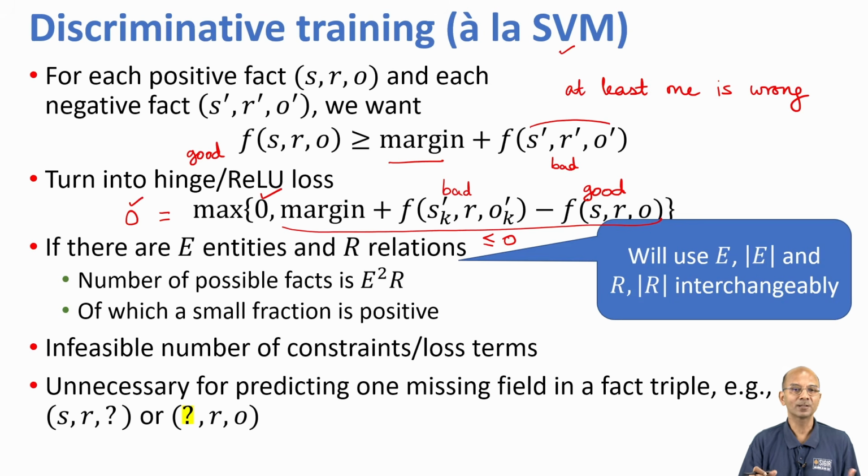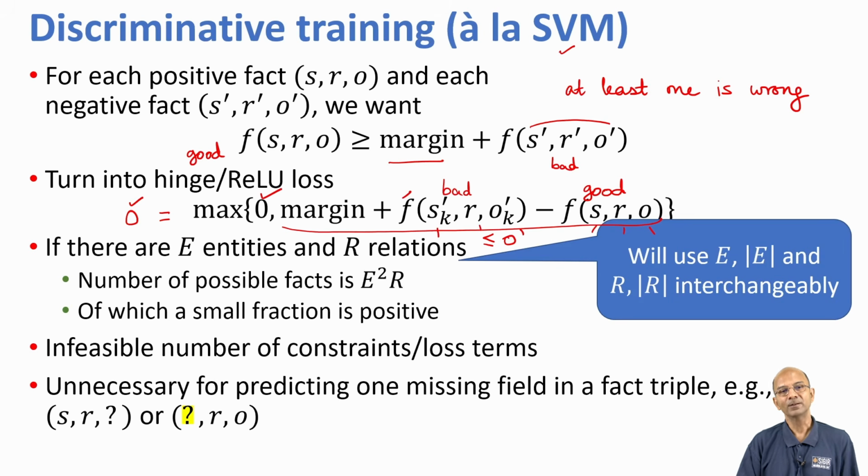Otherwise, if this loss turns out to be positive, we can differentiate this loss with regard to the shape of the function f and the embeddings of the entities and relations that participate in this expression. And that starts off backpropagation into the model weights.